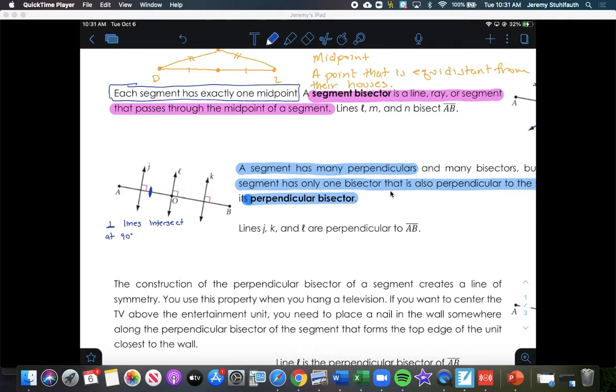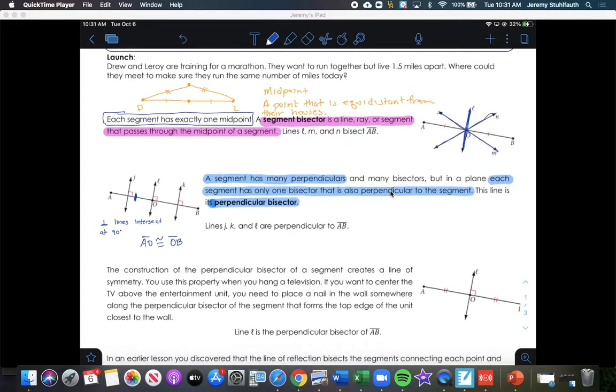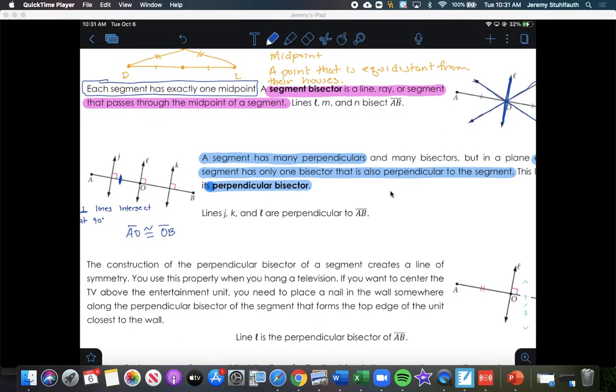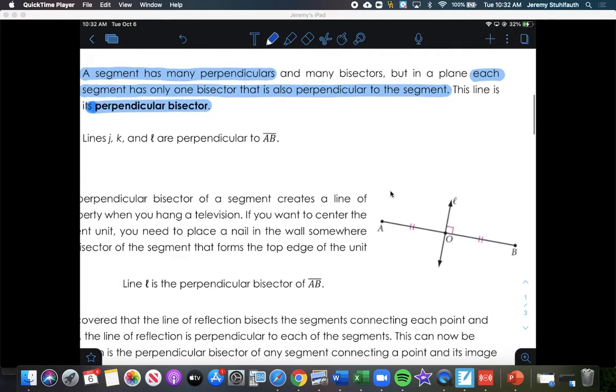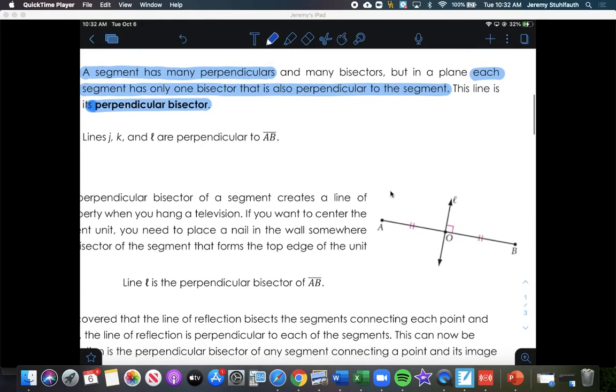if we knew that AO is congruent to OB. Then we would know that line L was the perpendicular bisector. But in this case here, it doesn't necessarily tell us if it's congruent, so we can't actually say if it's a perpendicular bisector. However, if we have this over here where we have line segment AB with line L being perpendicular to it, and it shows us that it bisects that line segment, then we can call that a perpendicular bisector.